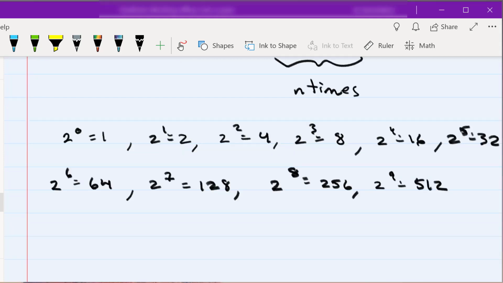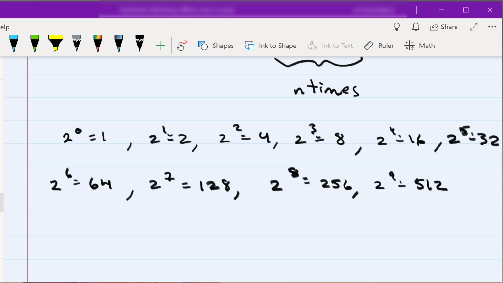There are some special numbers worth memorizing when the base is 2. So 2 to the 0 is 1, 2 to the 1 is 2, 2 squared is 2 times 2 or 4, 2 cubed is 8, 2 to the power of 4 is 16, 2 to the power of 5 is 32, 2 to the power of 6 is 64, 2 to the power of 7 is 128, 2 to the power of 8 is 256, finally 2 to the power of 9 is 512.